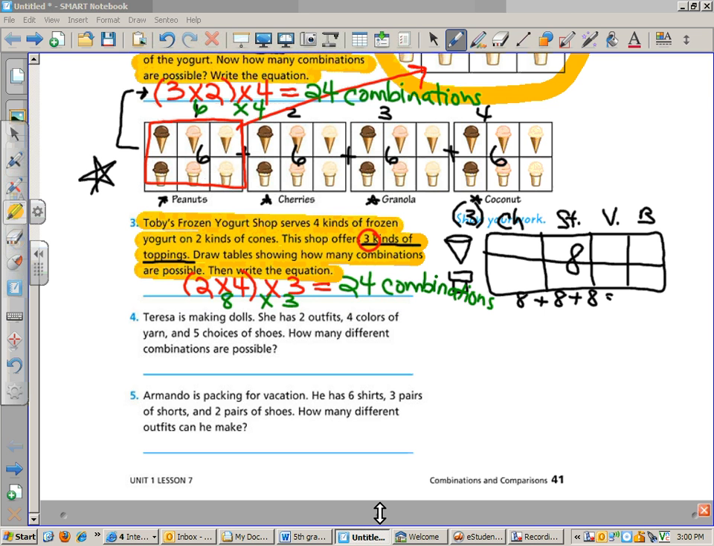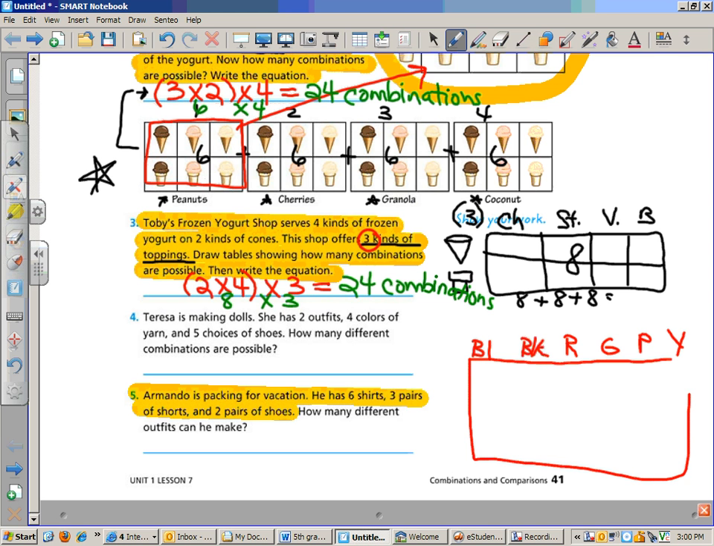Let's go down to Armando is packing for vacation. He has 6 shirts, 3 pair of shorts, and 2 pairs of shoes. How many different outfits can he make? All right, so we can go exactly into what we just did, and we can say we have the 6 shirts on top, so you can maybe make them blue, black, red, green, where am I at, 4, I don't know, purple, and yellow. And then we have our 3 different shorts. So drawing that out. 3 different shorts. Maybe we have khaki shorts, we have blue shorts, and red shorts.